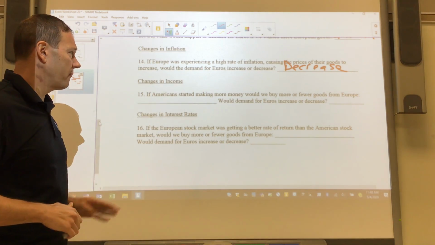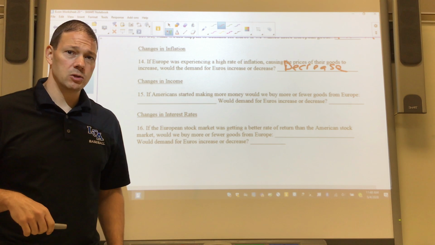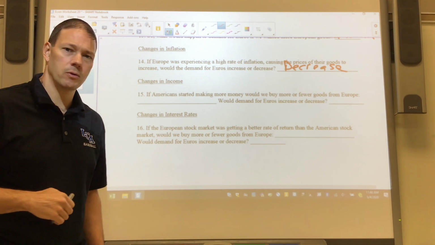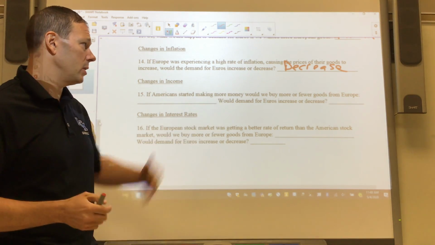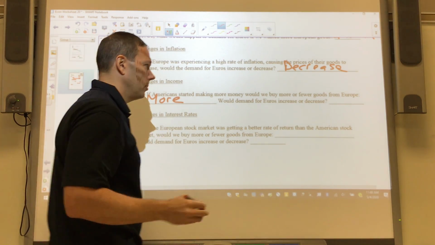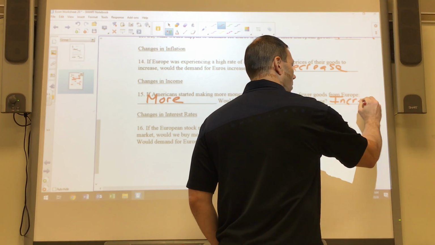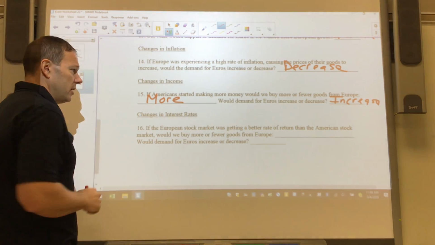Changes in income, number 4. If Americans make more money, when you make more money, you tend to buy more or fewer things? Probably going to buy more things, right? Americans are no exception to that. So if we have more money, we're going to buy more of everything, including more goods from Europe. If we're buying more goods from Europe, demand for euros is going to increase because we need euros to buy their goods. And then lastly, changes in interest rates.